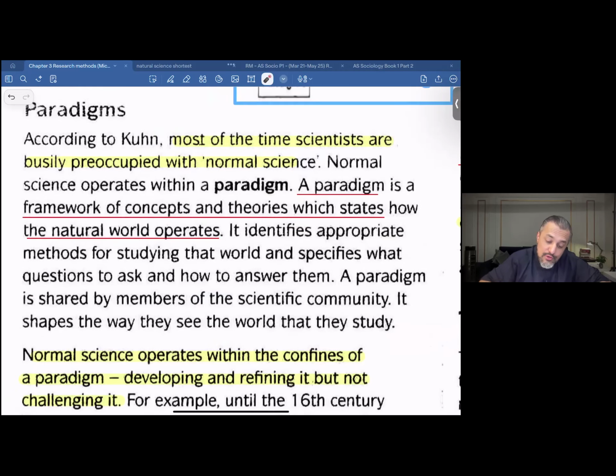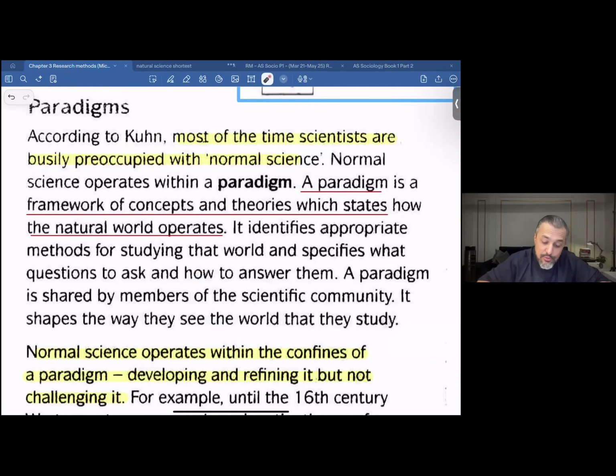According to Kuhn, most of the time scientists are busily preoccupied with normal science. Normal science operates within a paradigm. What is a paradigm? A paradigm is a framework of concepts and theories which states how the natural world operates. It identifies appropriate methods for studying that world and specifies what questions to ask and how to answer them. A paradigm is shared by members of the scientific community. It shapes the way that they see the world that they study.